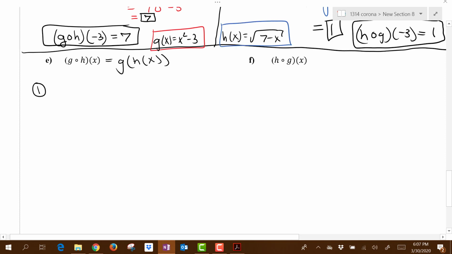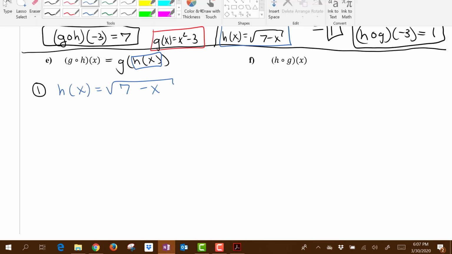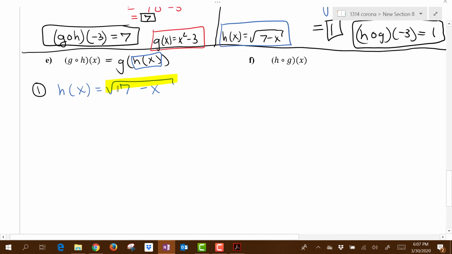Step 1 is to take the inside function and put an x into h. Well, it's kind of silly, because putting an x inside of h gives us a result of the square root of 7 minus x, which is already the original equation. So that's fine. Now here's the result from step 1.